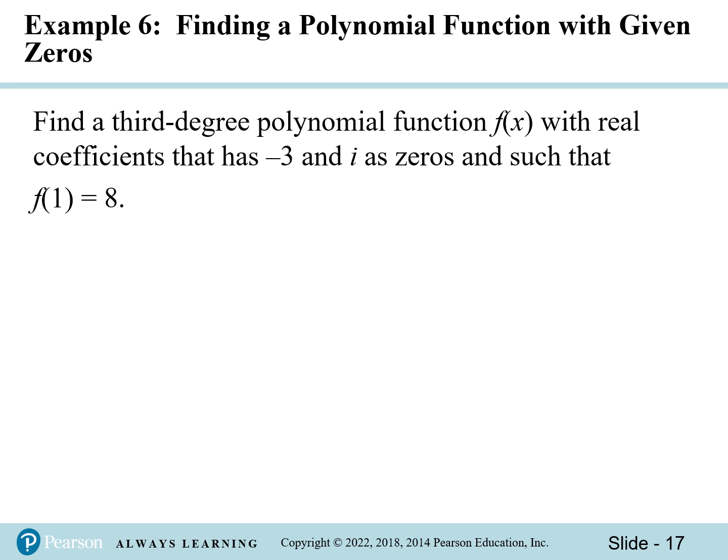So this time we're going to go backwards. We're given the roots, or the zeros, and now you have to find the function. We have a third degree polynomial f of x with real coefficients that has -3 and i as zeros, such that f of 1 equals 8. So that means when I substitute in 1 for x, my answer should be 8 once I get my function. That's going to come in useful.